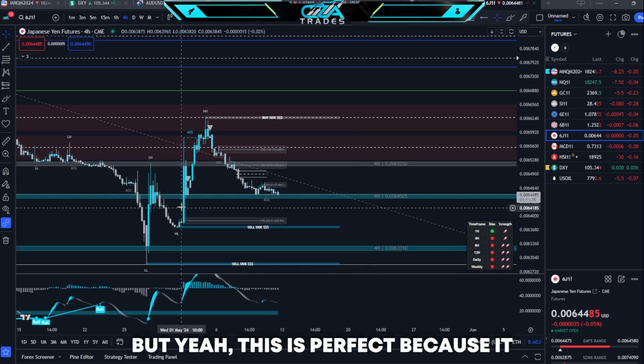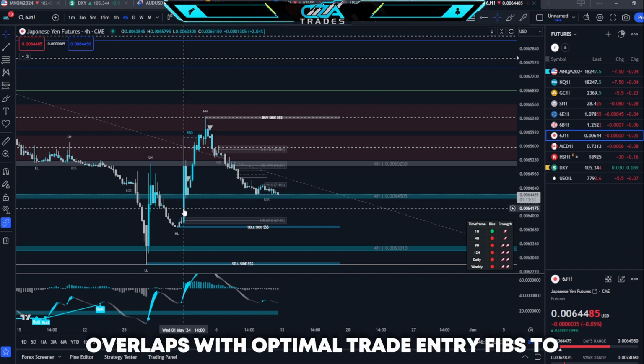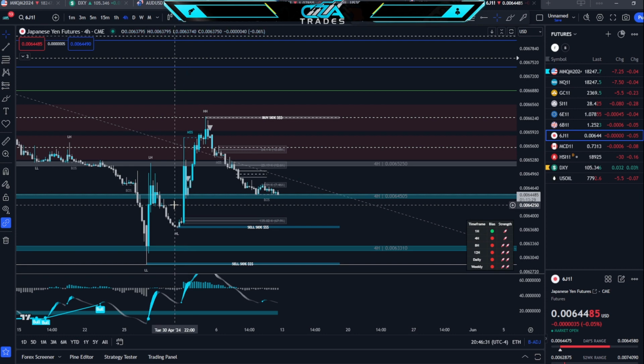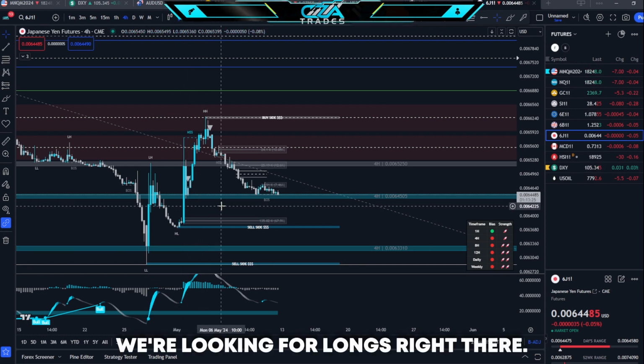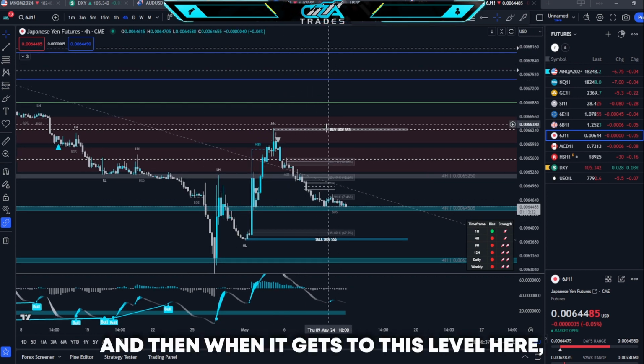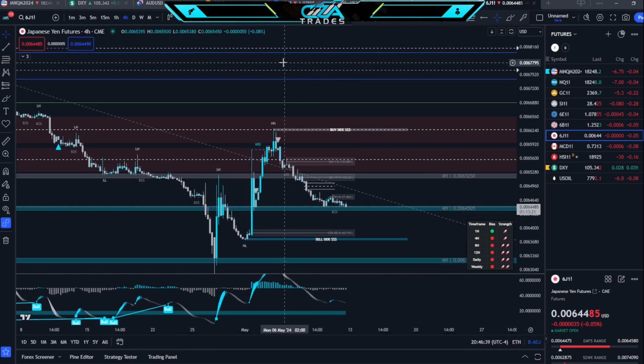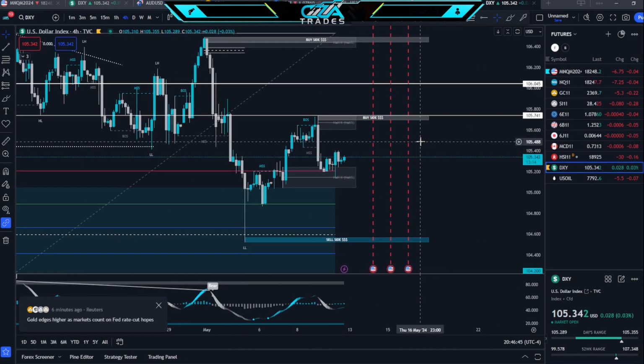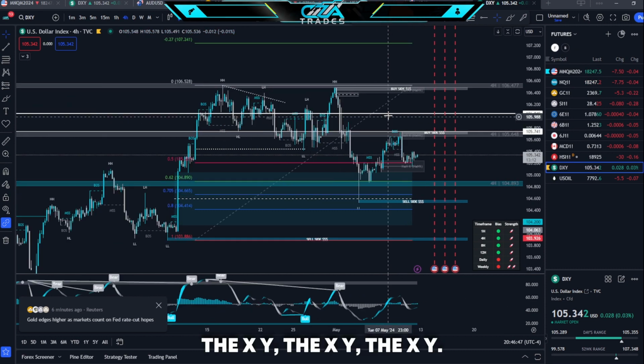But yeah, this is perfect because it overlaps with my optimal trade entry fibs to the pip, right? To the tick. And it's below the 0.5. We're an extreme discount. We're looking for longs right there. And then when it gets to this level here, we're looking for shorts. And now DXY. How do you look? DXY.